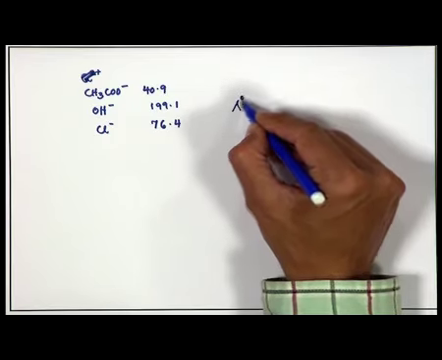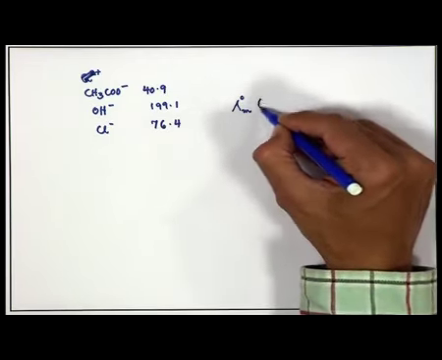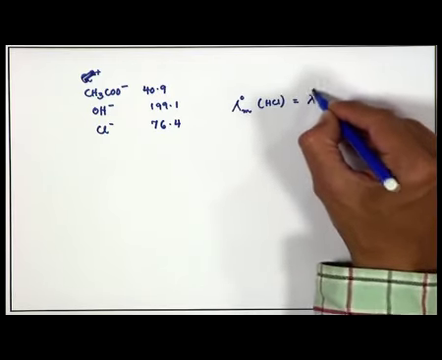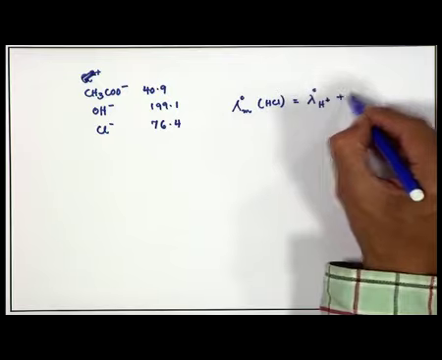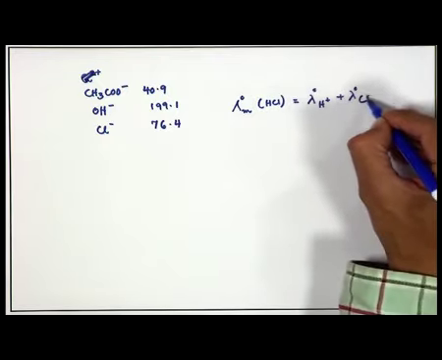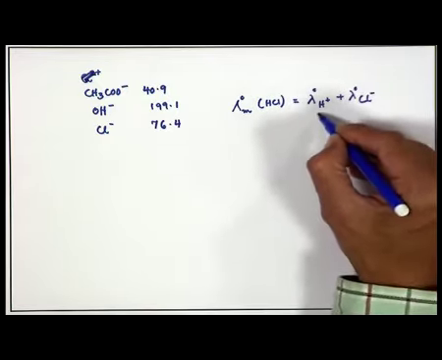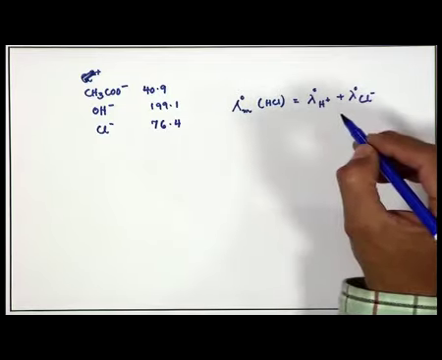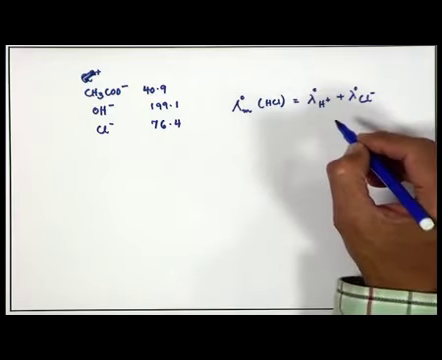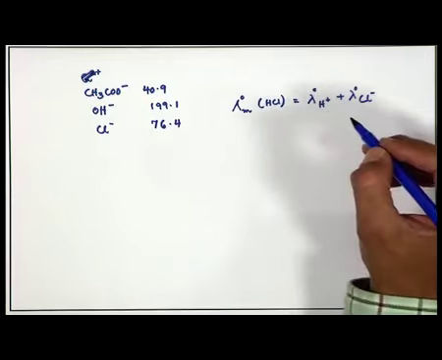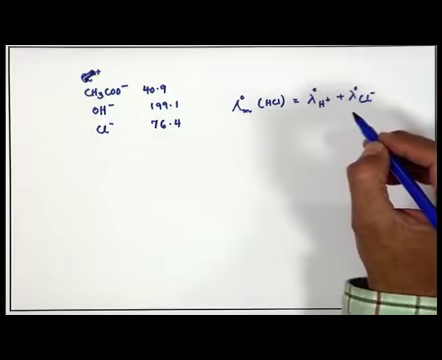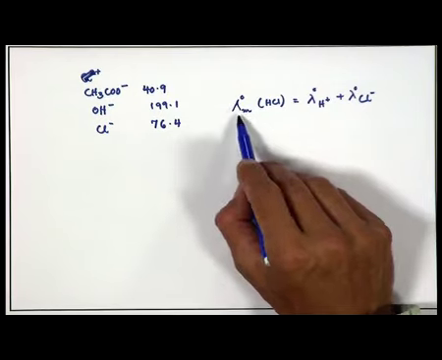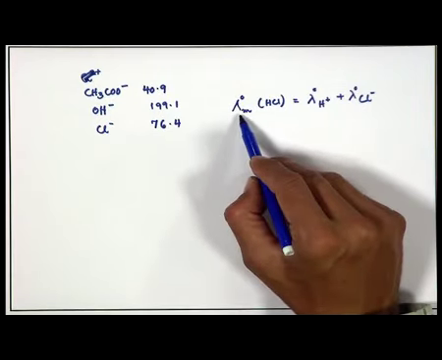So, suppose you want to find out lambda 0 m for HCl, then it will be lambda 0 H plus plus lambda 0 Cl minus. Just plug in the respective values for lambda 0, and that will get you the value of lambda 0 m for HCl. Now, the point is how to find out this lambda 0. There can be various ways. One is by trial and error method, finding it experimentally.